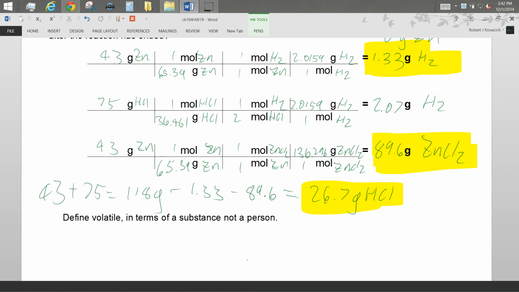I have a question about the sig figs. Do we have to do those right from the get-go? Like when you came out with 75 grams of the hydrochloric acid for the hydrogen 2.07, should we have just 2 sig figs there, or do we wait till the end? Wait till the end. Okay. So it'd be 27 grams.